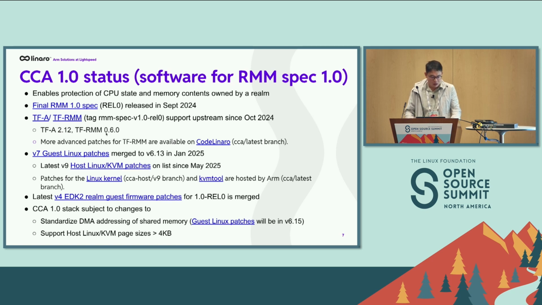The kernel support here has two parts. For guest support, the v7 version was just merged after Christmas this year. And for host support, mainly regarding KVM, this has drawn a lot of attention on the Linux CoCo and Linux ARM mailing lists, and in May they just posted the v9 version.